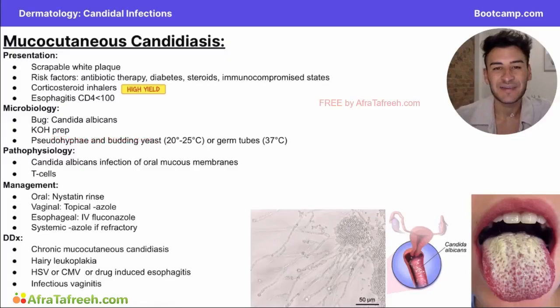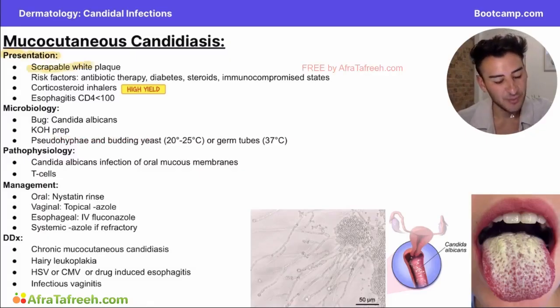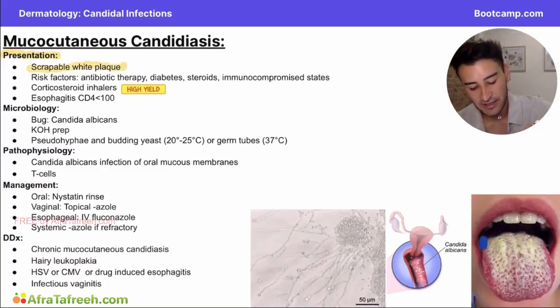All right, guys, let's get busy talking about mucocutaneous candidiasis. And let's start off by talking about our presentation here. So the highest yield presenting fact is going to be a scrapable white plaque. And I want you guys to direct your attention down here to our tongue in the bottom right corner that I'm outlining here in blue.